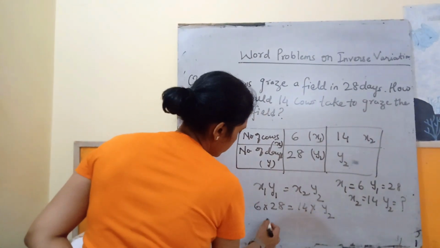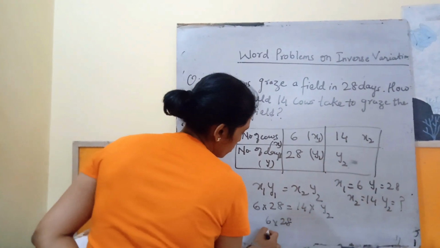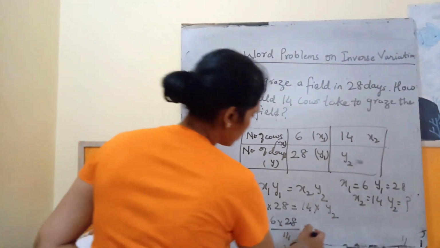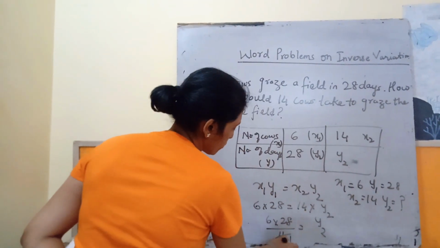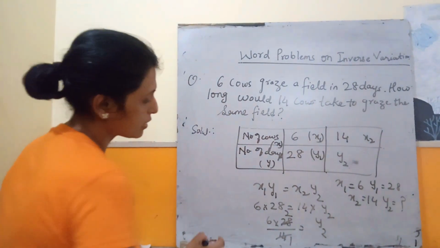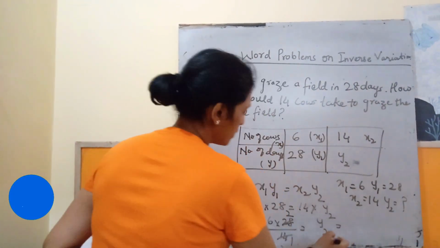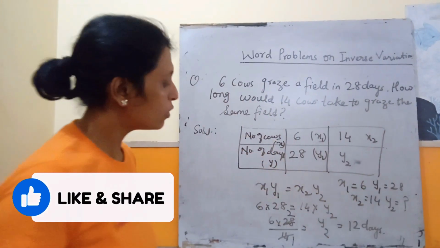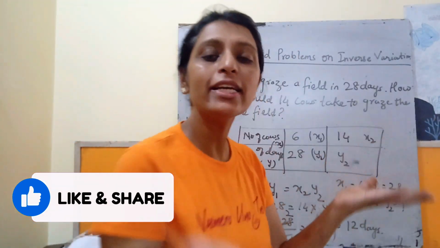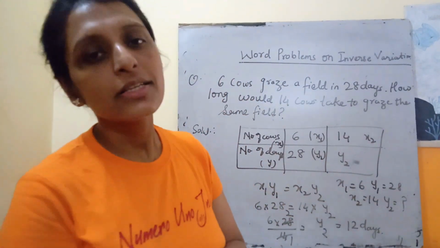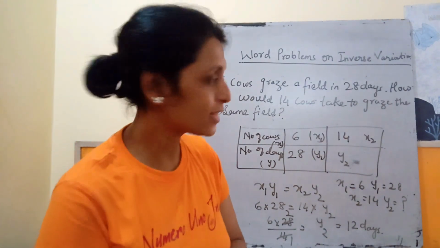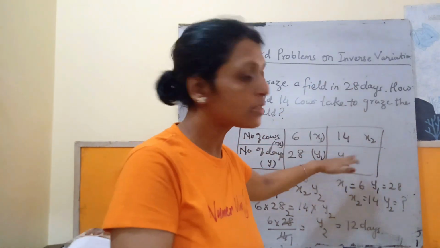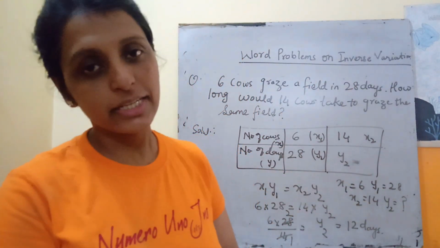Okay, 14 is multiplied here. When we come to this side, it is going to divide the numbers on the other side. Okay, so it will be 14 ones are 14, 14 twos are 28, and 6 into 2, 12. So y2 will be 12 days. Okay, so 14 cows will take only 12 days to graze the same entire field, isn't it? So when the number of cows increases, the number of days decreases.